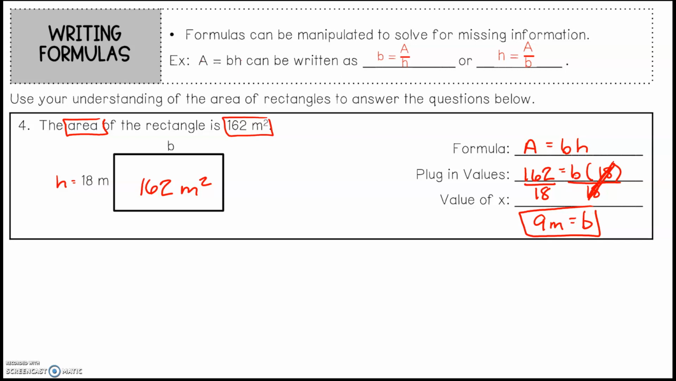Or if we know what formula we want to use, we're finding b, we don't know what it is, that's our question. We could just go with this formula once it's already manipulated, and plug in our numbers. So this would just be the area, which is 162, divided by the height, which is 18, so we know that base equals 9 meters.